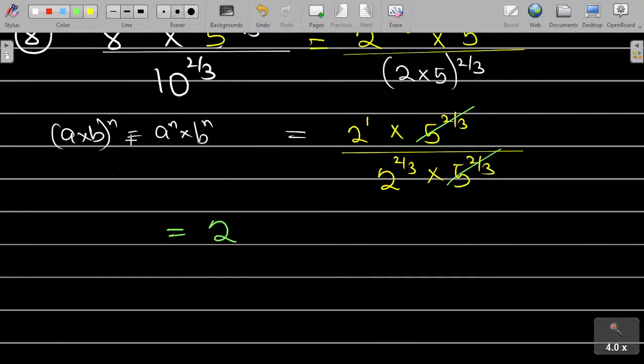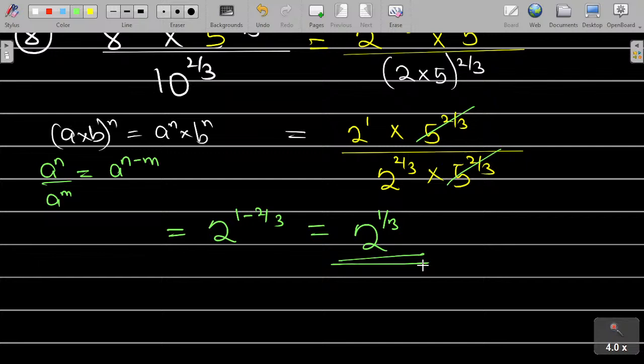You can now apply the other rule that says that a to the power of n all over a to the power of m is equal to a to the power of n minus m. So this is going to give us 2 to the power of 1 minus 2 over 3, which is the same thing as 2 to the power of 1 over 3. And that is the solution to this problem, and it's a very good place to stop. All right, and that is the solution for number 8.